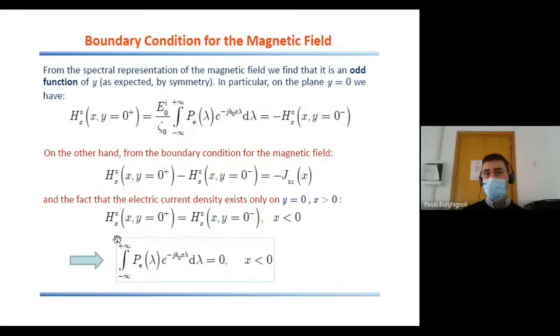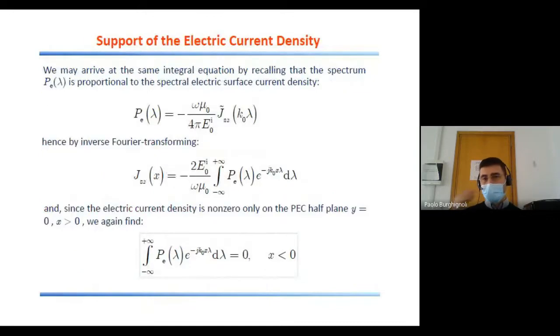This integral equation holds when x is less than 0. That is, the inverse Fourier transform must be 0. From this we find that the spectrum is proportional to the spectral electric surface density. Now, since the electric surface density can be expressed in terms of an integral that involves the spectrum p sub e of lambda. Now, see again.